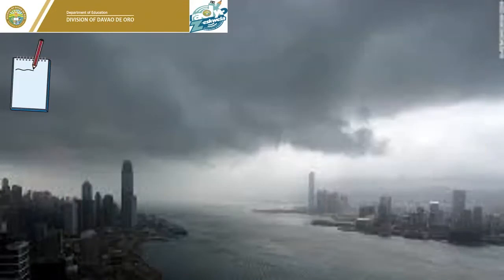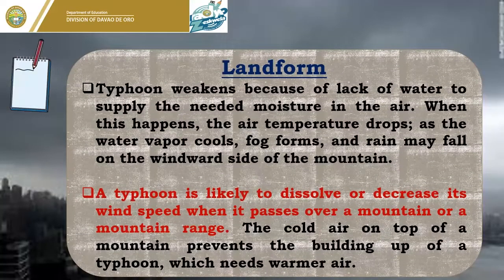On the other hand, not only bodies of water affect typhoon formation, but landforms also affect a typhoon as an obstacle. Landforms affect wind direction, and therefore disrupt the spin of a typhoon. Landforms like tall mountain ranges act as an obstacle to traveling air masses, forcing them to rise over the peaks. A typhoon weakens because of the lack of water to supply the needed moisture in the air. When this happens, the air temperature drops. As the water vapor cools, fog forms, and rain may fall on the windward side of the mountain.